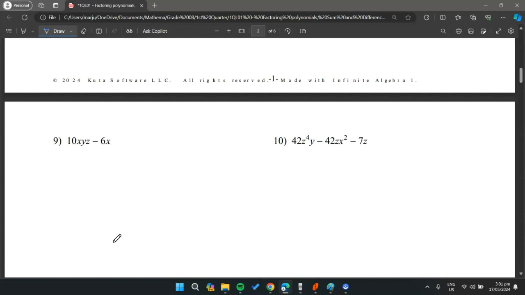10xyz minus 6x. So again, the common will be 2x. So we will get 5yz minus 3.